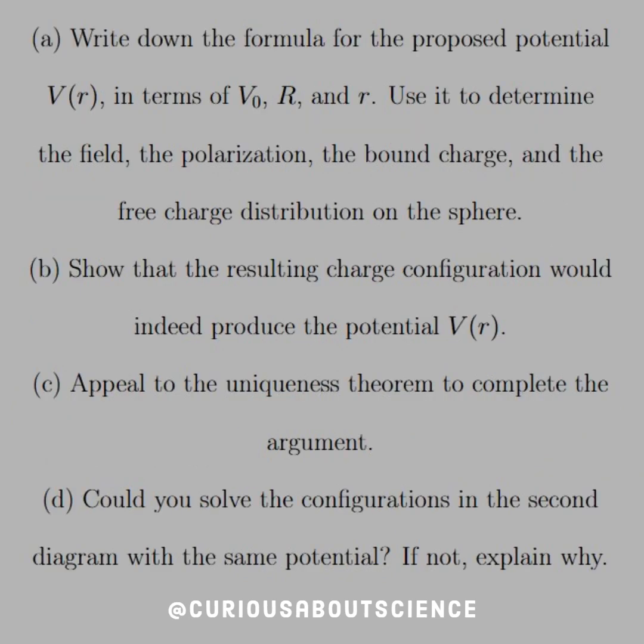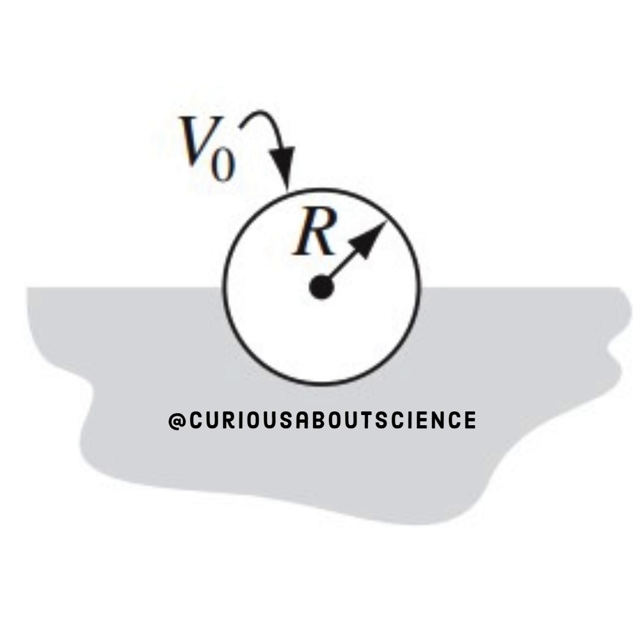A. Write down the formula for the proposed potential V of r in terms of V naught, capital R, and little r. Use it to determine the field, the polarization, the bound charge, and the free charge distribution on the sphere. B. Show that the resulting charge configuration would indeed produce the potential V of r. C. Appeal to the uniqueness theorem to complete the argument. D. Could you solve this configuration in the second diagram with the same potential? If not, explain why. So let's go take a look at our diagrams.